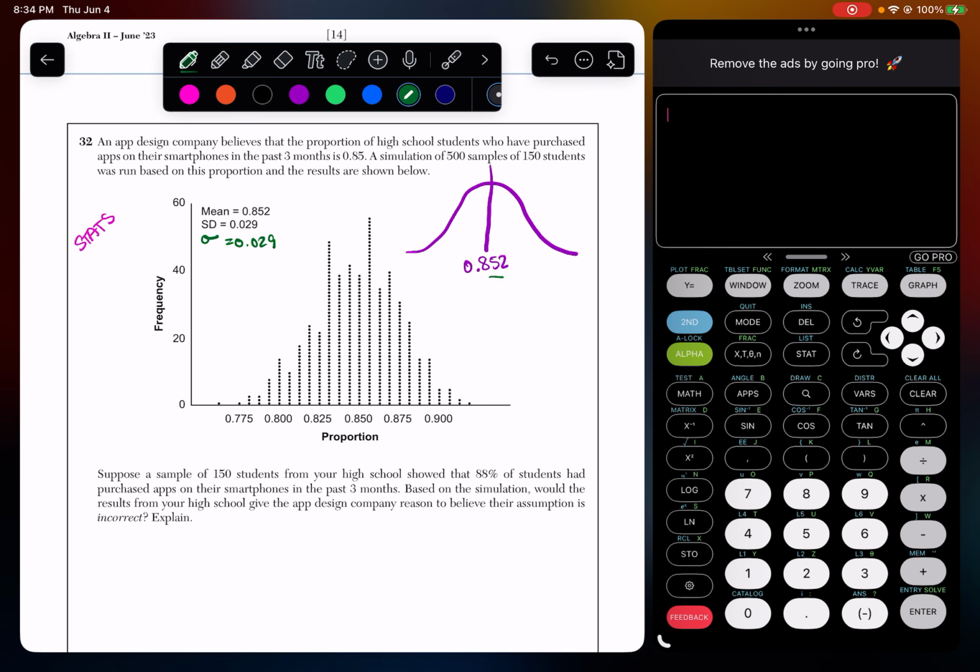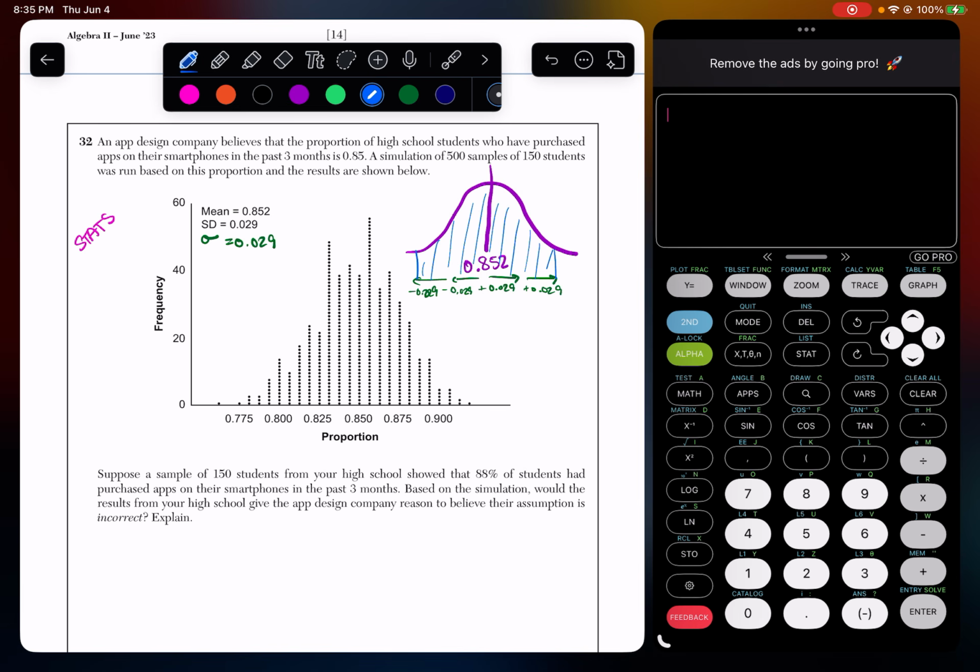What that means is, if I go up, if I add 0.029 twice, and if I subtract 0.029 twice, that is the thing that's going to give me my 95% of the results range. Okay, so we'll see if we have to do that in a second, but my mean is 0.852. If I go up 0.029 twice and down 0.029 twice, that tells me where 95% of my results will lie.